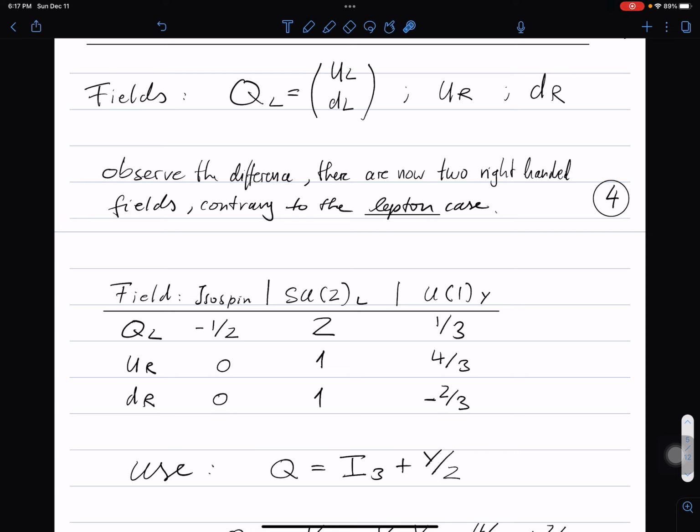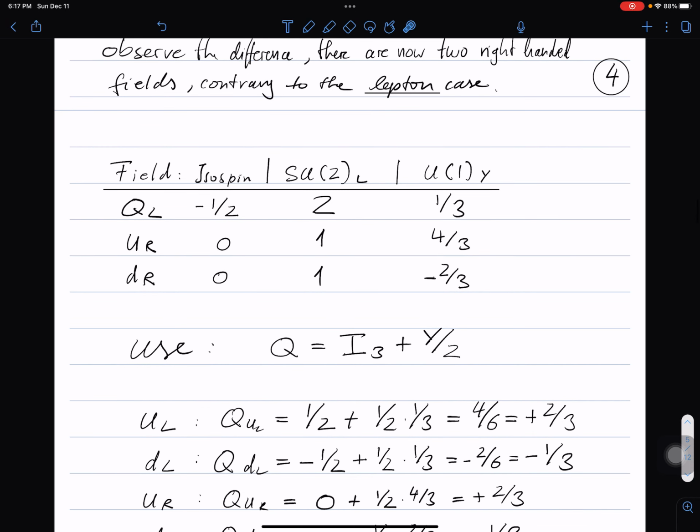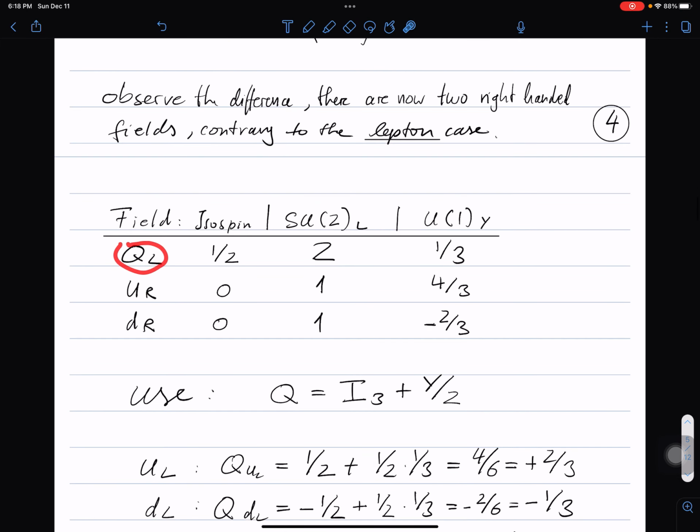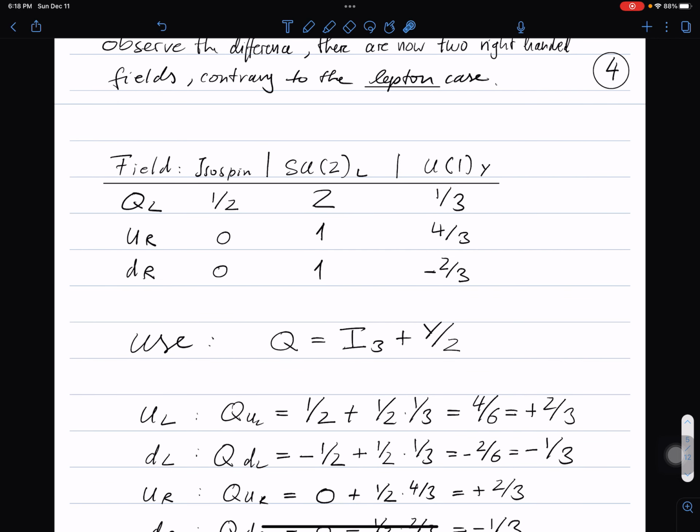For the electrons, we only had the one type of down type field, basically the electron right-handed, no right-handed neutrino. We have not written down the right-handed neutrino term. So the quantum numbers are 1/2 for the isospin, and for the Q_L, the doublet field, it has hypercharge 1/3, and the u_R and d_R are singlets under SU(2). They have no isospin and have hypercharges of 4/3 and -2/3.